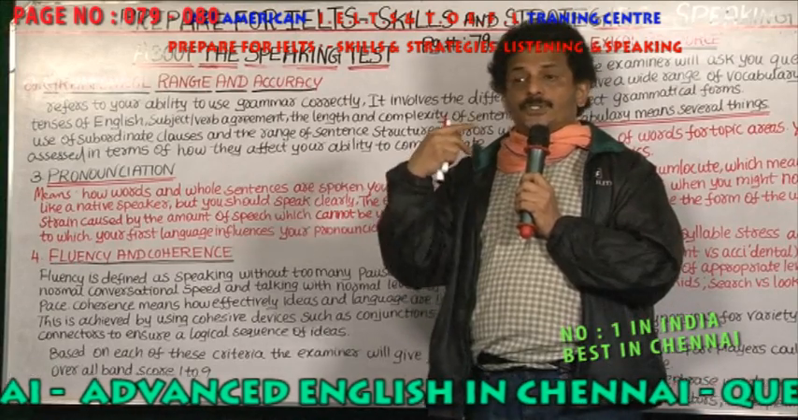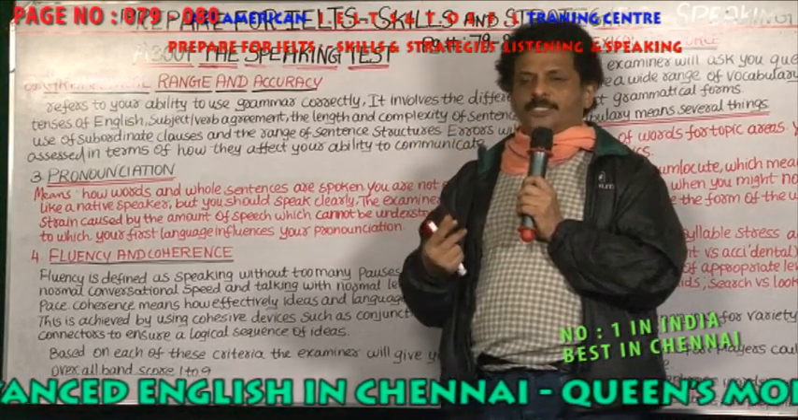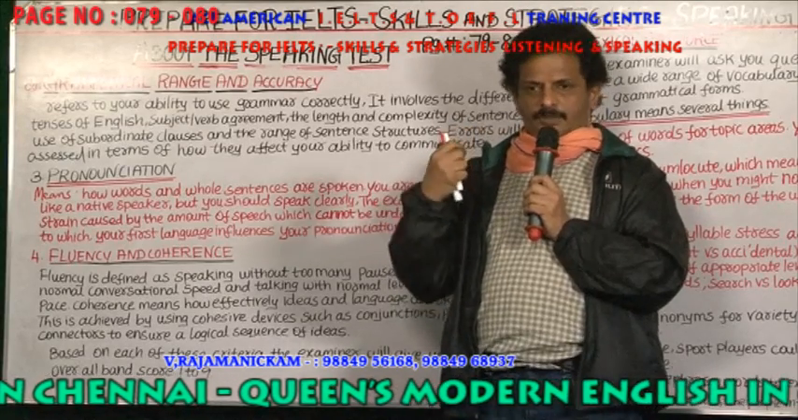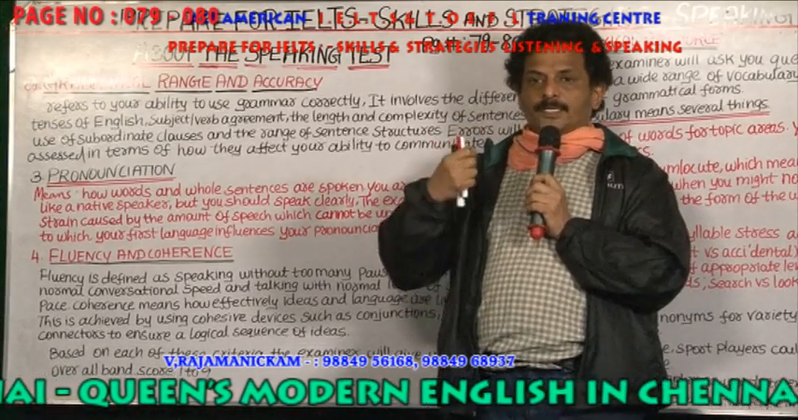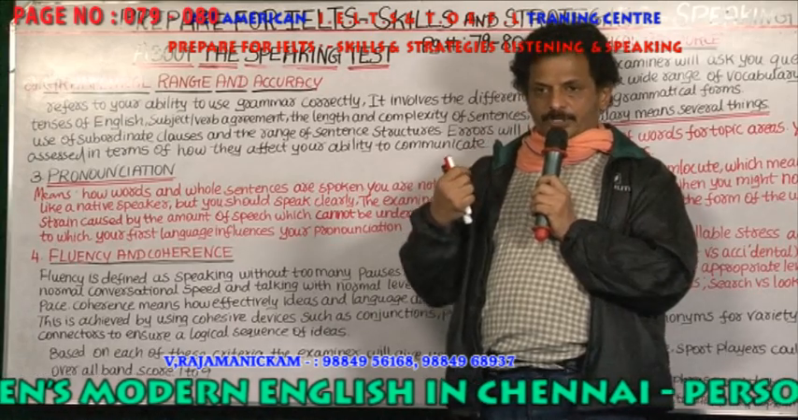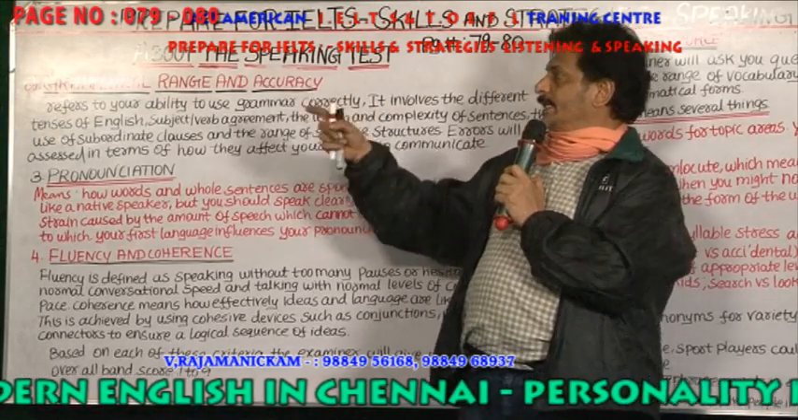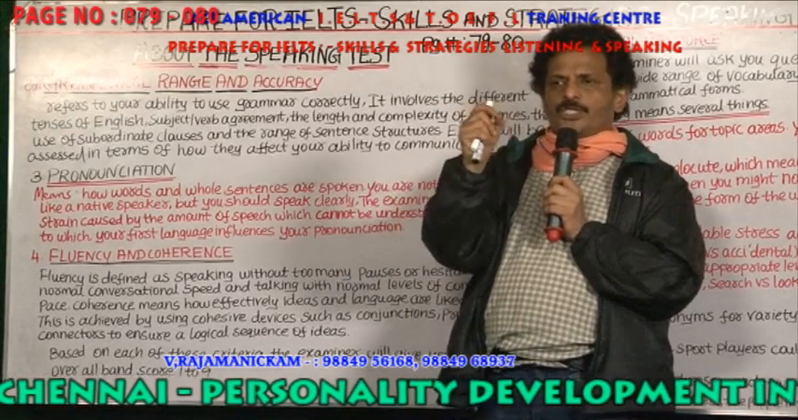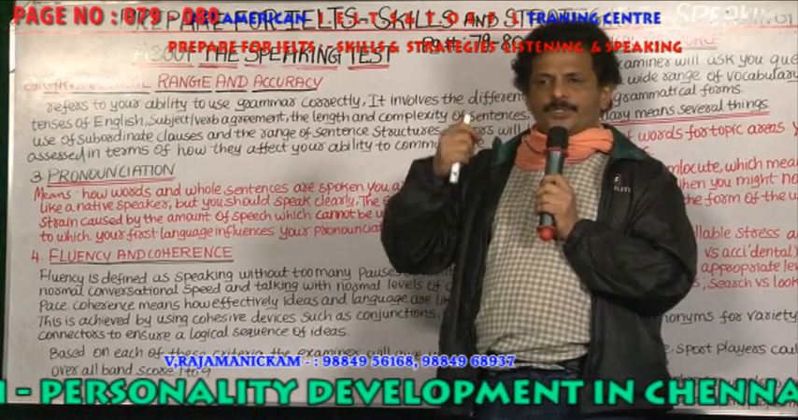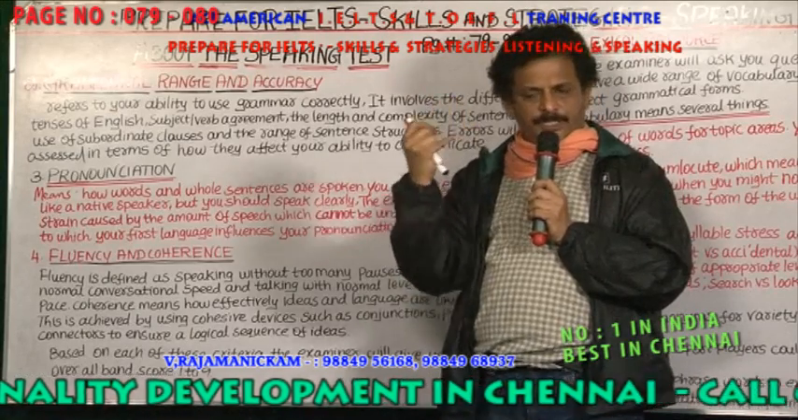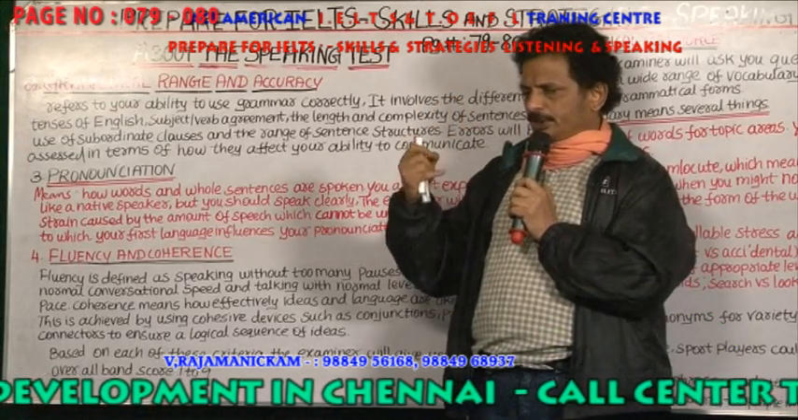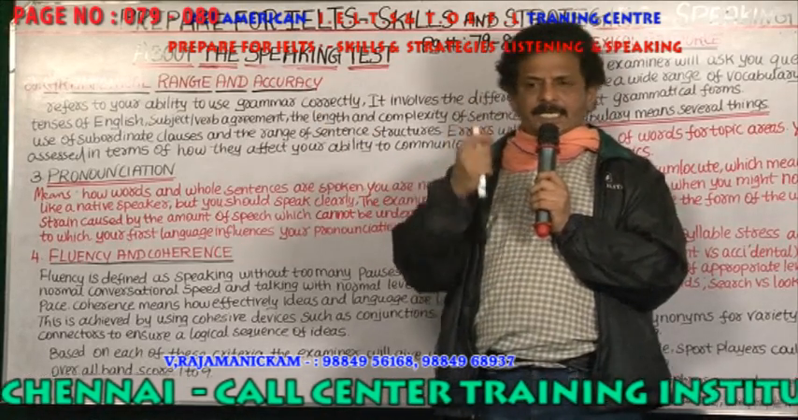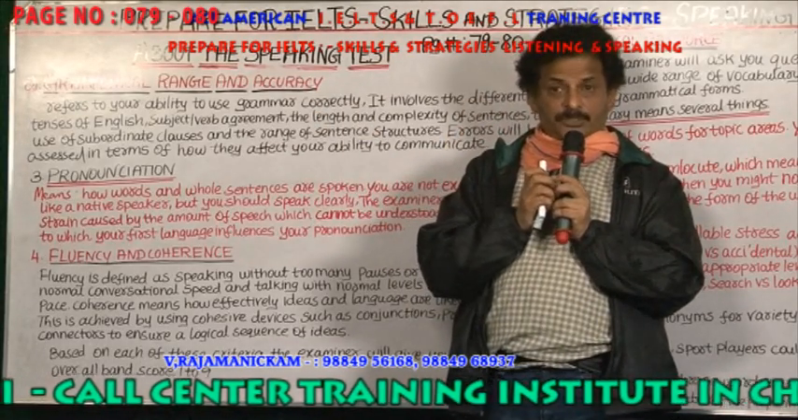You are evaluated by the range of vocabulary, that is lexical resources. Number 2, grammatical range and accuracy. The score is 1 to 9. So first is your word power: how good are you in vocabulary? Number 2 is grammatical range and accuracy: how good are you in grammar? How do you speak grammatically?